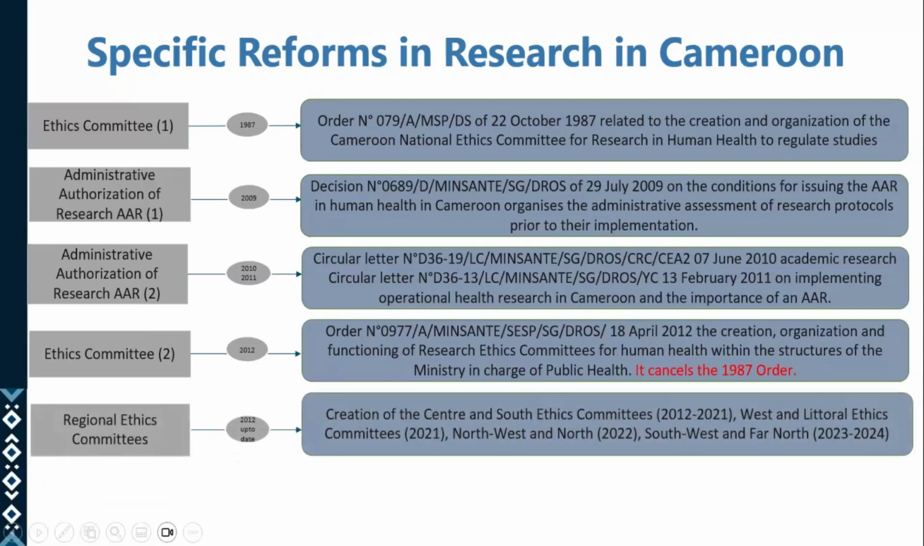Later on, we have regional ethics committees from 2012 up to date. We had the creation of the first two regional ethics committees in Cameroon, the Central and the South. And later on, in 2021, the West and Littoral Ethics Committees were created. In 2022, the Northwest and North Regional Ethics Committees. And 2023 to 2024, the Southwest and Far North Regional Ethics Committees. Now we have 8 ethics committees out of 10. 8 regions now have ethics committees. So this is already a big movement in the changes.